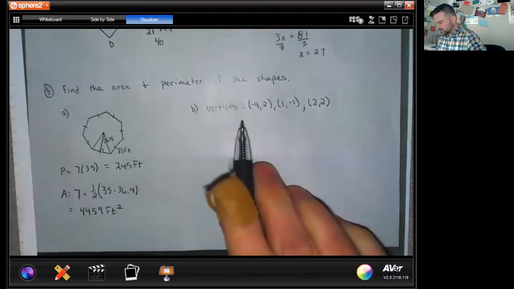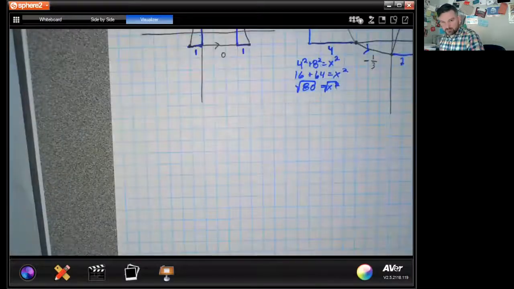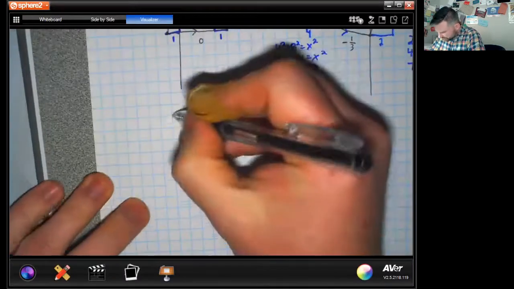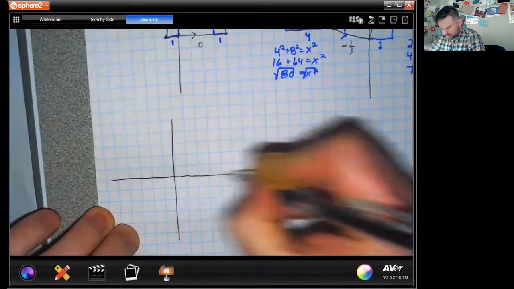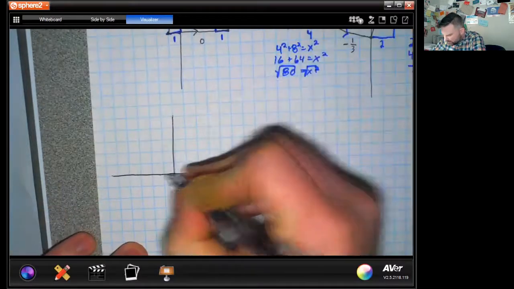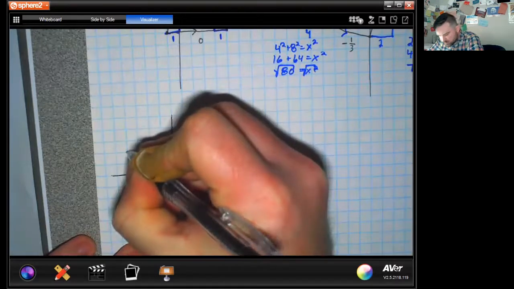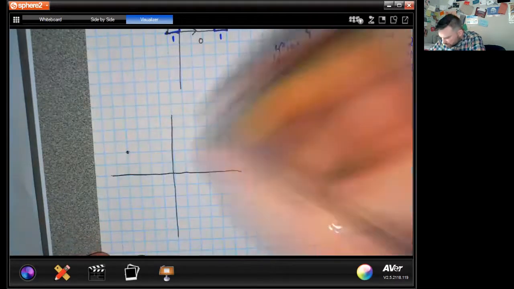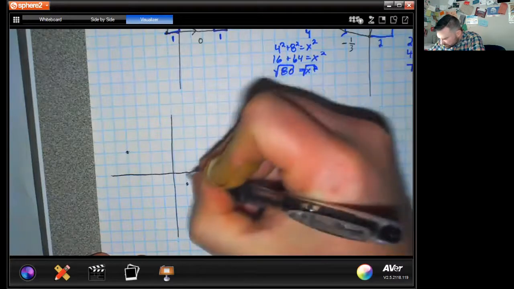Okay, here they give me some vertices of a shape. So we'll come back to the graph here. And there's 3 points, so it looks like it's going to be a triangle. So I have -4, 2. So there's that one. 1, -1. There's that one. And 2, 2.